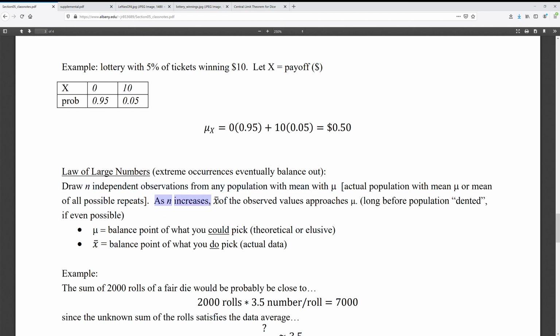As n increases, the x bar, the data average of the numbers you actually get, approaches mu: the rolls of the die you do, the lottery tickets you actually have, the groups of 4 people you actually look at, the spins of the spinner you actually do. Now, a word on the spin of the spinner example. It obviously balances too, right? But we haven't actually done that in any major way as an example. So the average of what you do pick closes in on the average of what you could pick as you pick more and more of them.